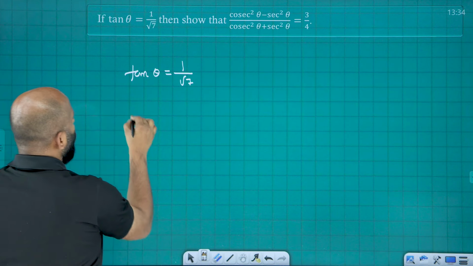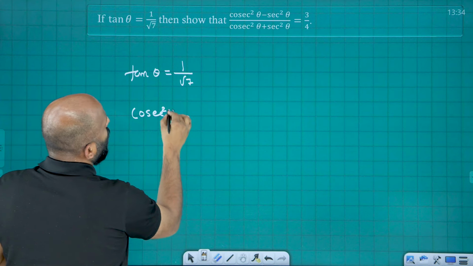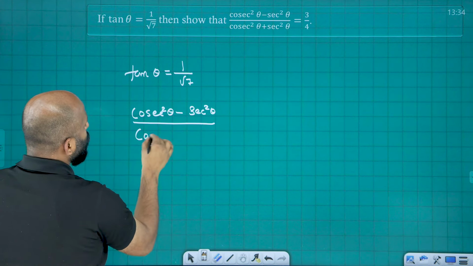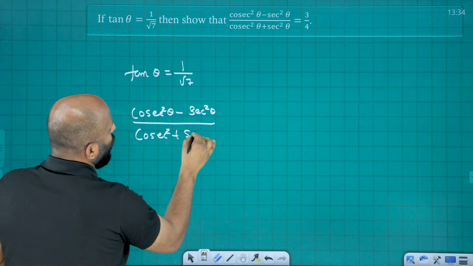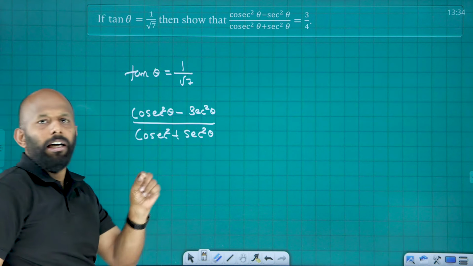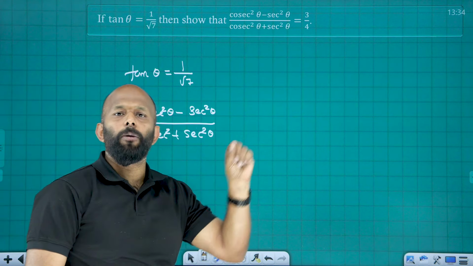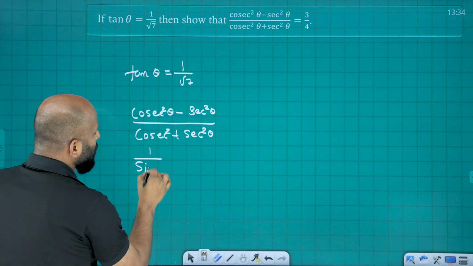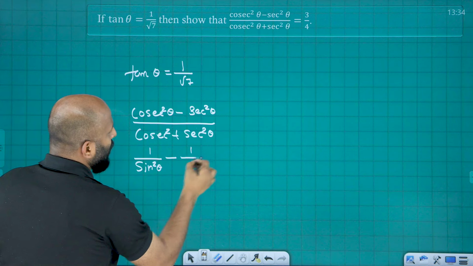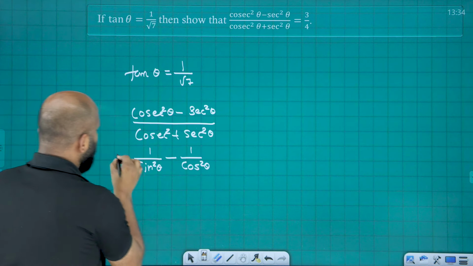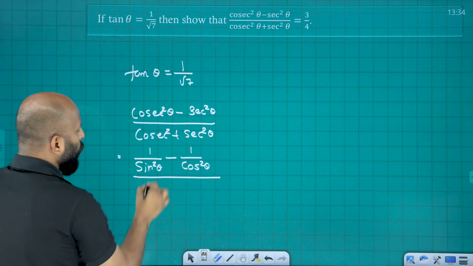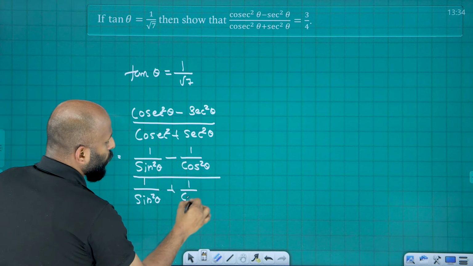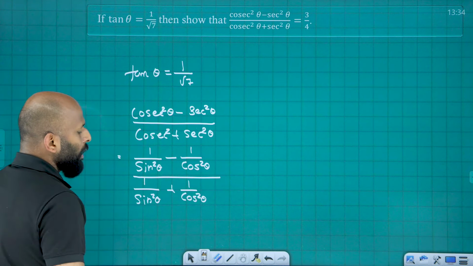So here our required expression is cosec square theta minus sec square theta divided by cosec square theta plus sec square theta. This one I will convert in terms of sin and cos. Then after that we can substitute the values. Cosec square theta, I can write as 1 by sin square theta. Sec square theta, I can write as 1 by cos square theta. That is whole divided by 1 by sin square theta plus 1 by cos square theta.